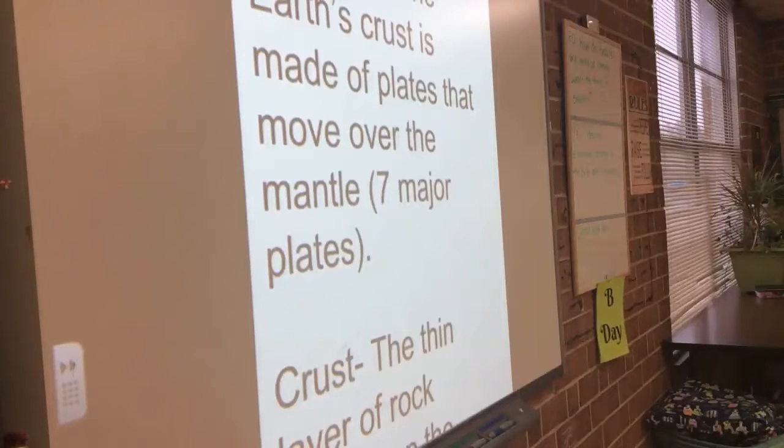Other way now. Hold it the other way. Yeah, just the word on the outside, so you're writing the word. Plate tectonics right there. Definition right there.